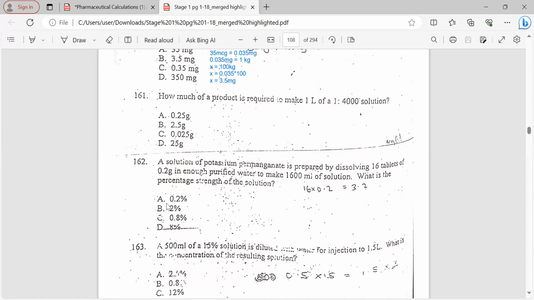We want to find in 1 liter. So we have to convert the 1 liter definitely to mLs. Hatuwezi convert to grams. So 1 liter to mLs tupate 1,000. So 1 iko in 4,000. What about in 1,000 mLs? Tukapata 0.25.